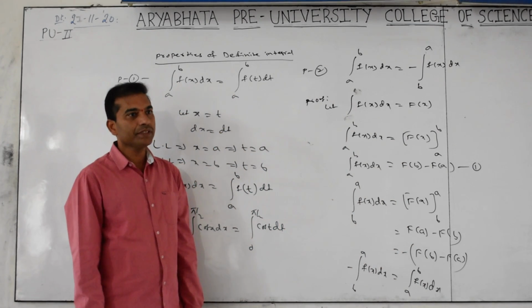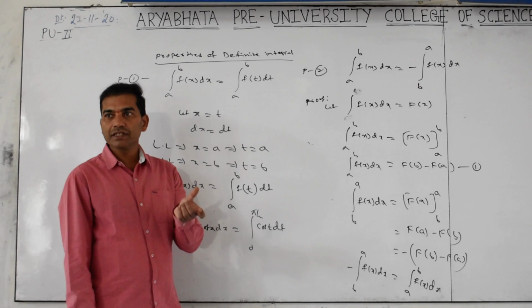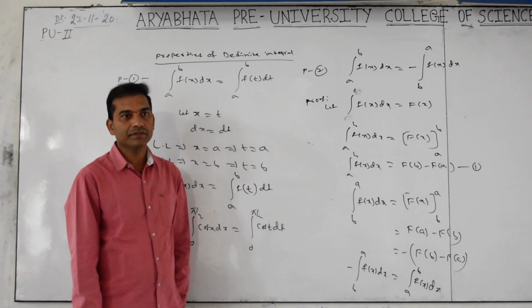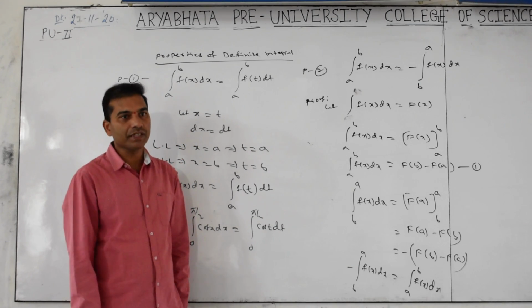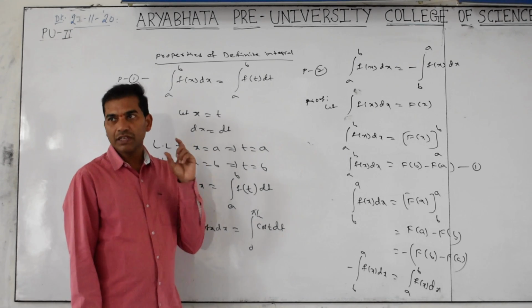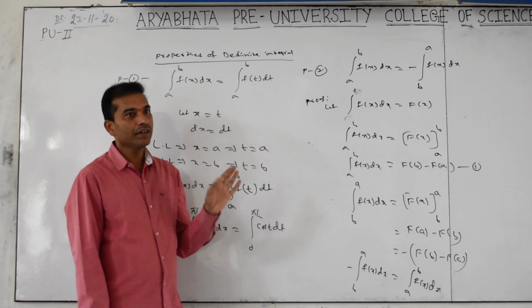Okay, the second property is, if you interchange the limits, then the sign changes: the integral from a to b of f of x dx equals minus the integral from b to a of f of x dx. The first property is, if you change the variable, there is no change in the definite integration value.